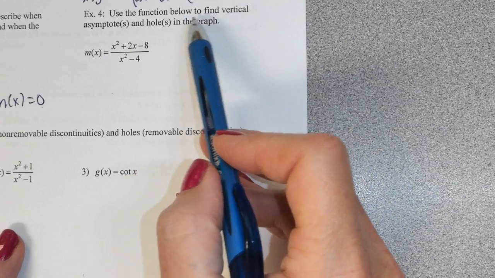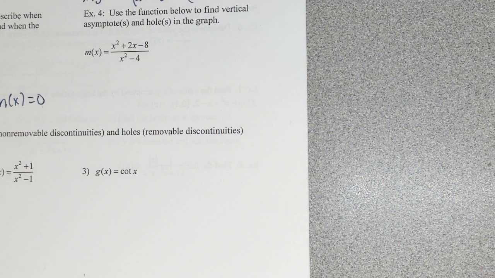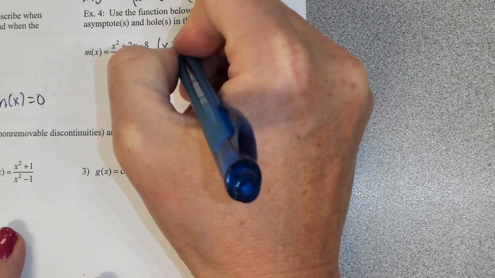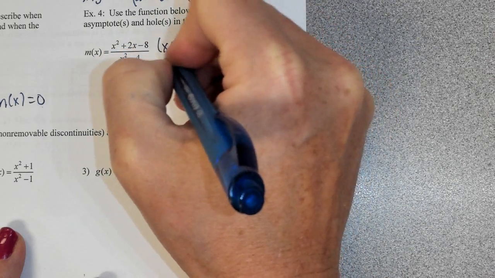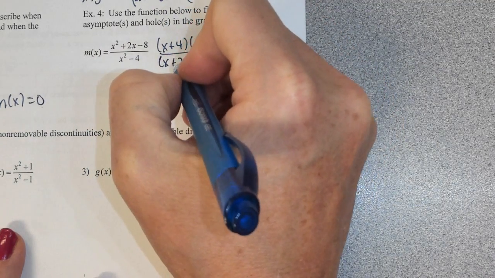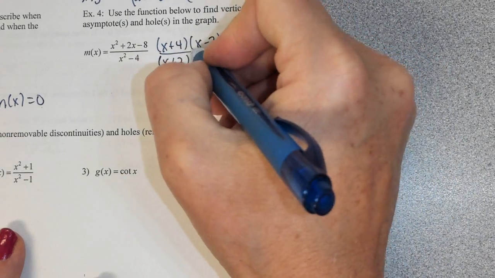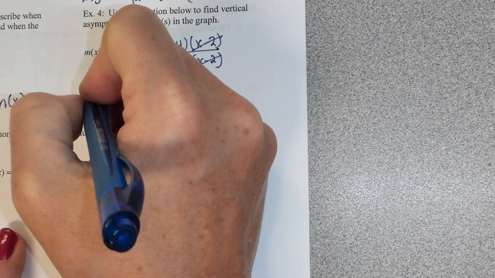Example 4. Use the function below to find vertical asymptotes and holes in the graph. Avery, what do we have to do first? Yep, so we're going to factor the numerator, that's x plus 4 times x minus 2. Factor the denominator, that's x plus 2, x minus 2. Kyle, do you notice anything about that? Do we have anything that's equal? Right, so because these two cancel, what's that going to mean then, Kyle? We have a what?